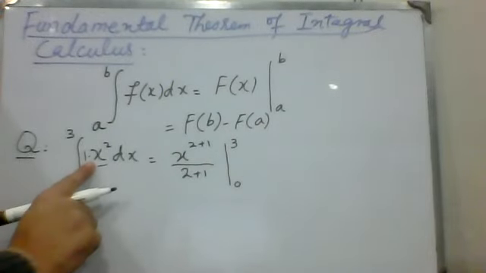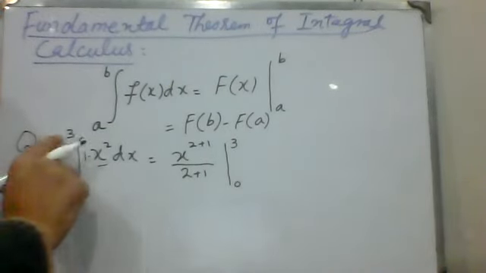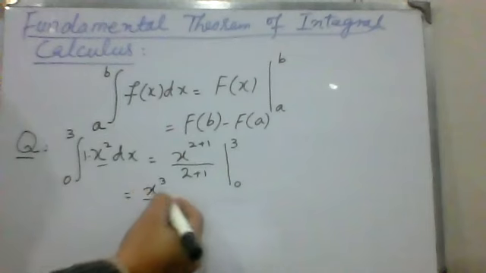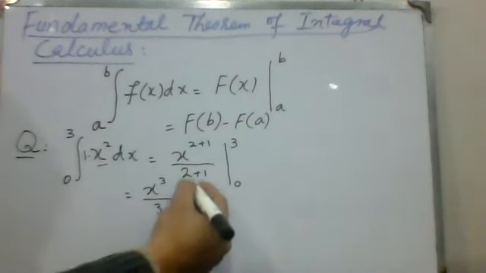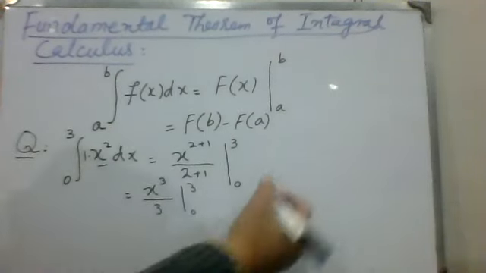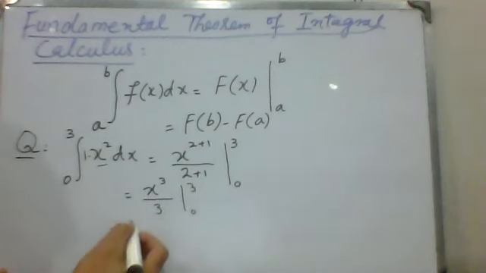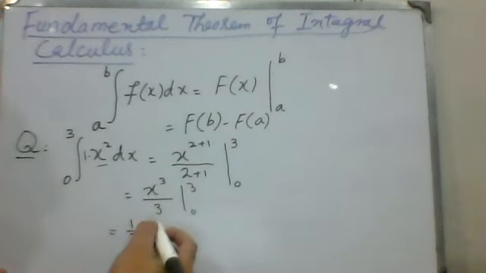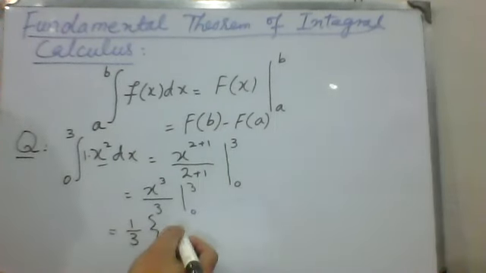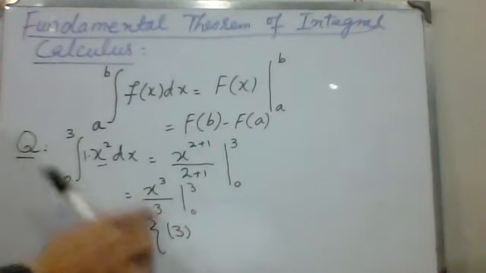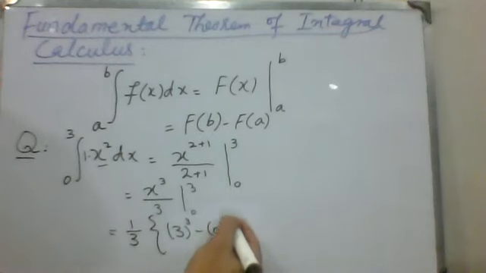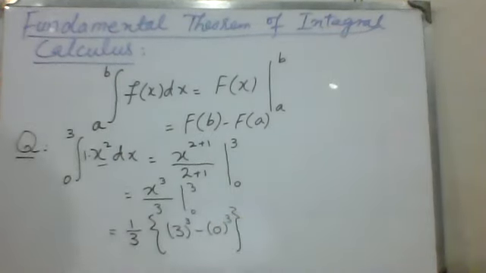After taking the integral of the function, we write the limit on the side of it. So here x power 3 divided by 3, and the limit is 0 to 3. So what is the next step? In the next step, we solve it like this. Here 1 by 3 is written outside of the bracket, and in the bracket, in the place of x we put first 3, and 3 cube, minus 0 cube. So that is the way to use the law.